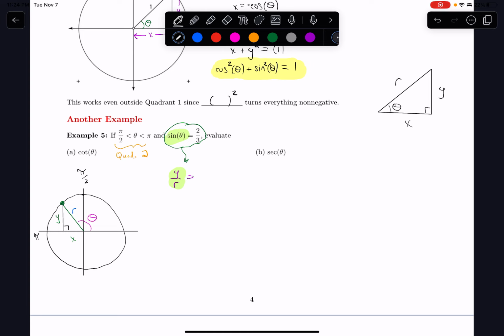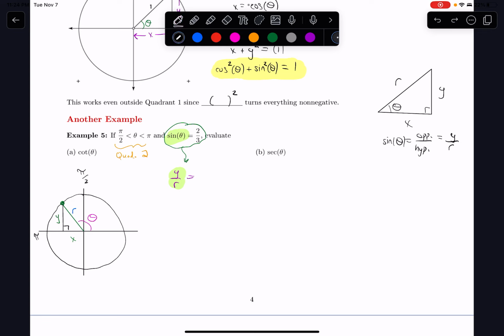If I use SOHCAHTOA, sine of theta is the opposite over the hypotenuse, but the opposite side to theta is y, and the hypotenuse is r. So sine of theta in general was equal to y over r, but usually in a unit circle, our radius is 1, and that's why this fraction just becomes y. Okay, but I'm going to keep it more general for the time being. Let's just keep the radius as r.